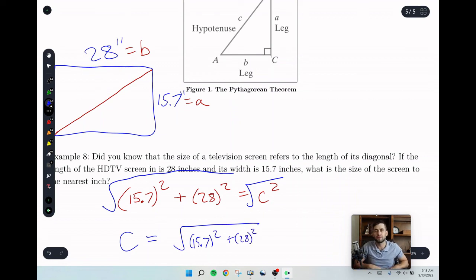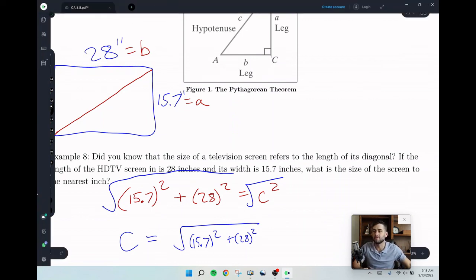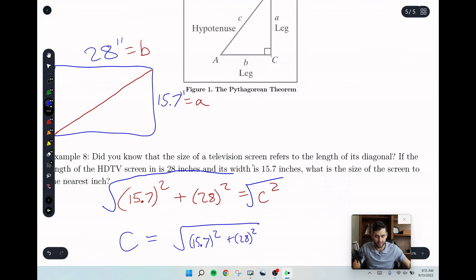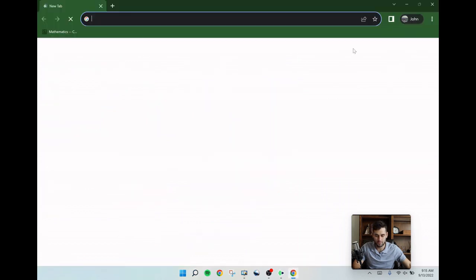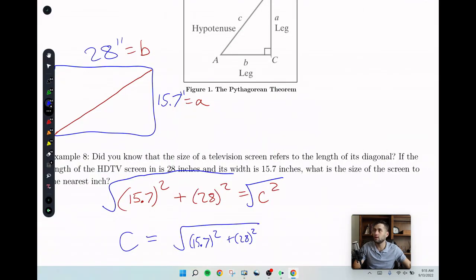Now, on your tests or your quizzes, you'll have nice, neat numbers. I know this isn't one. This is just from the book. So feel free to hop over to Google or a calculator and just check and make sure that you can do the math. Let me pull up a calculator. I'm going to type it in so I know what the answer is, so I'm not just leaving you hanging.